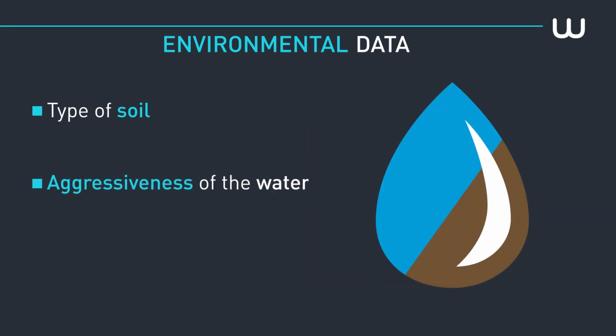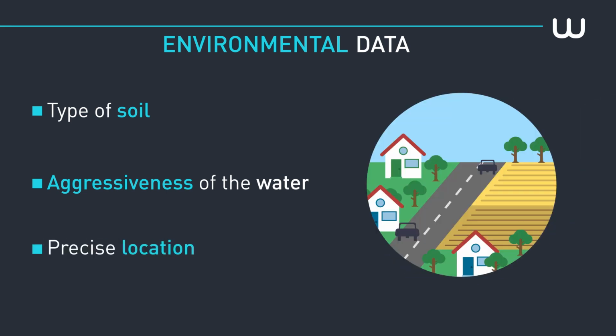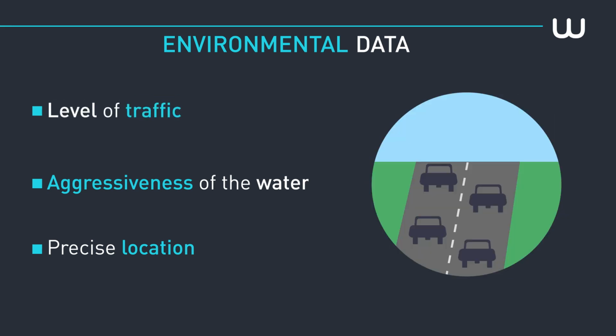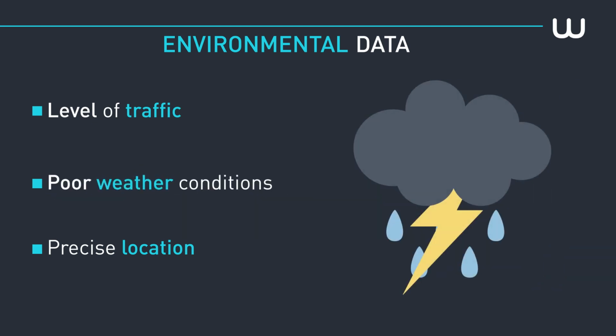The aggressiveness of the water circulating in the pipes. In the case of wastewater, the presence of H2S is regularly observed, which is a highly corrosive gas for pipes, for example. Its precise location, i.e. whether a pipe is under a road, a field, or pavement. For a pipe that is under a road, information on whether the level of traffic is low, medium, or high is required. Exposure to poor weather conditions.